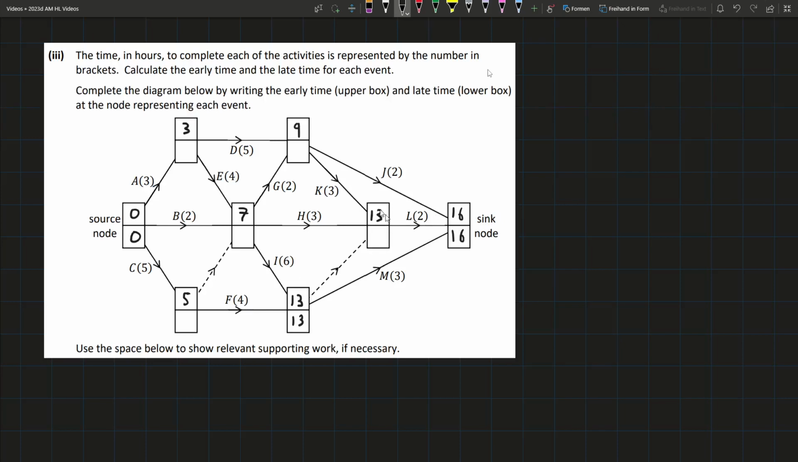For this node here, it's obviously going to be 14 because the only one coming out is L. So think about it, if we got to here after day 14, an extra 2, we still get to 16 and it's all good. But if we were to get here, for example, for 15 days, then plus the 2 gives us 17, we end up delaying the project. But if we get here in 13 days, it only takes 2, we have 15, we have 1 day to spare. So we can delay this by 1 day up to 14.